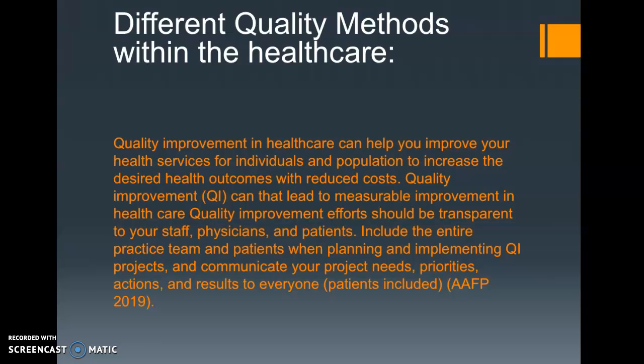Quality improvement in healthcare can help you improve your health services for individuals and populations to increase the desired health outcomes with reduced costs. Quality improvement can lead to measurable improvements in healthcare. Quality improvement efforts should be transparent to your staff, physicians, and patients. Include the entire practice team and patients when planning and implementing QI projects, and communicate your project needs, priority, actions, and results to everyone, including your patients.